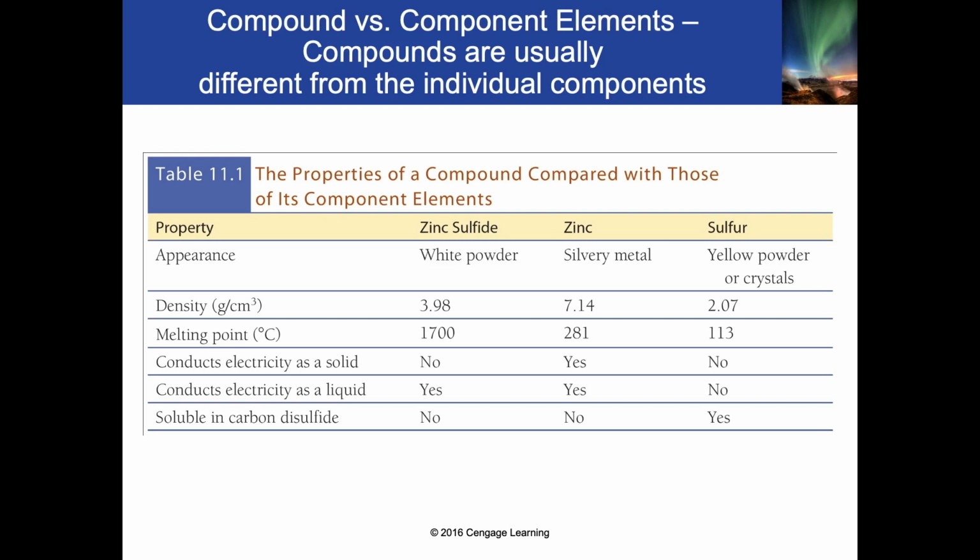Here's another interesting one. Zinc sulfide does not conduct electricity as a solid, but we all know zinc will conduct electricity, and sulfur doesn't conduct electricity as a solid. But as a liquid, zinc sulfide does conduct electricity. Zinc also conducts electricity, but sulfur still doesn't. And then solubility in carbon disulfide, that's just a solvent, like some liquid: zinc sulfide is not soluble, but sulfur is actually soluble. Very interesting stuff. This is just to demonstrate how combining two elements together will make it very, very different afterwards.